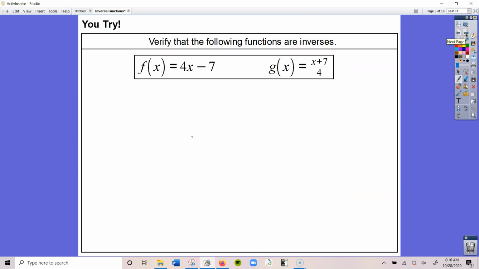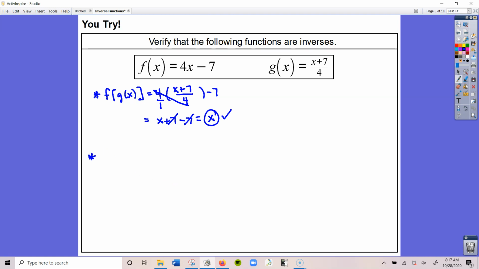Let's try this one more time. First we're going to find the composition f of g. I'm going to copy down f, so 4x minus 7. And in here, I'm going to put the x plus 7 over 4. This is as if it's 4 over 1. I have these 4's here that cancel. So now what I have is x plus 7 over 1, which is just x plus 7, minus 7. And those 7's cancel, and I'm left with x.